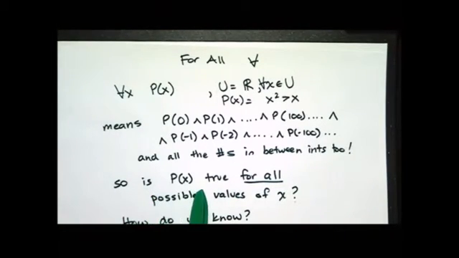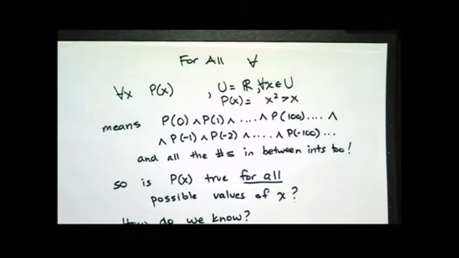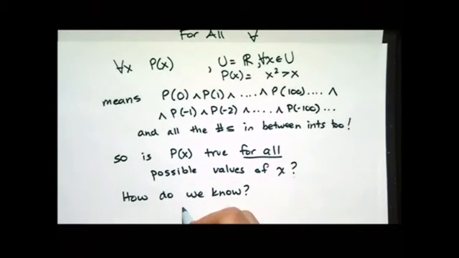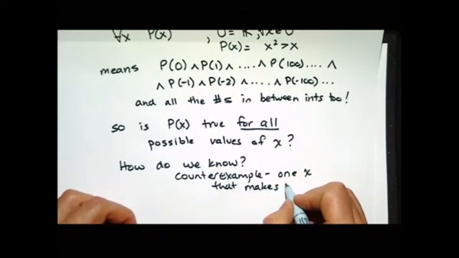Okay, so let's find out. Is p of x true for all possible values of x? No, we already figured that out. So if the for all is false, it's super easy to know. So if we find what we call a counterexample, that's one false, right? That's one x that makes p of x false.